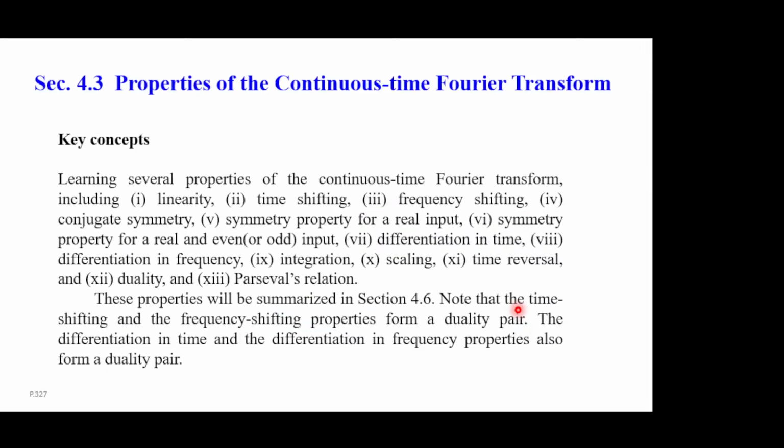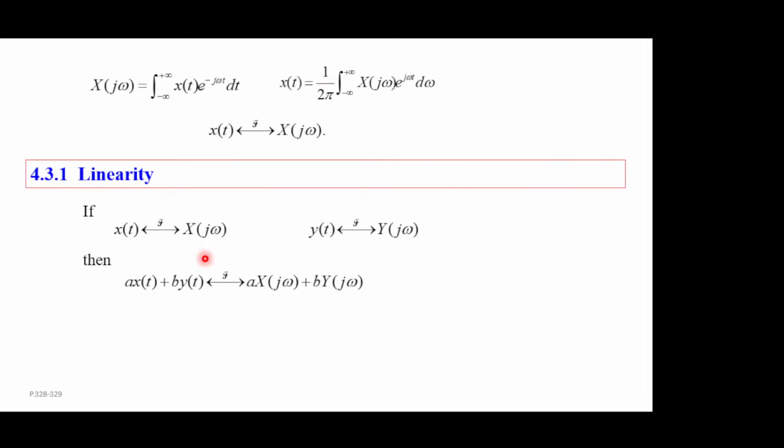Okay, so let's go to the next chapter, the properties of the Fourier transform. We have a whole bunch of properties, and they are basically the same as for the Fourier series. But in chapter 3, we skipped the even and odd case, so we'll spend more time talking about what happens when your x of t is an even or odd function.